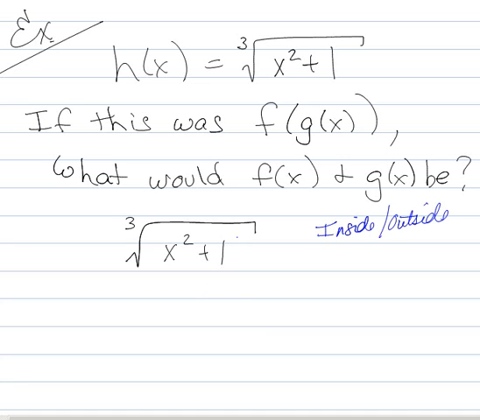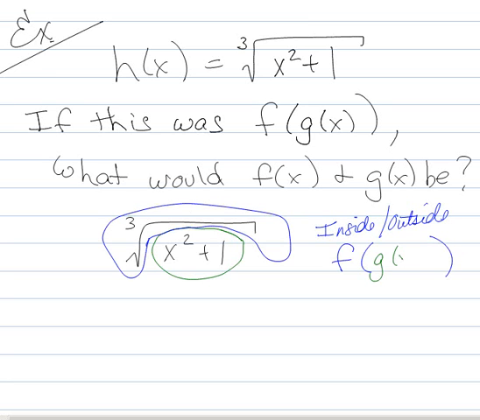So I would say, okay, well, I've got something going on inside, and then I have something going on outside. I think I've actually reversed my colors from when I've been doing standard in here. So I have an inside, and I have an outside. And since I know I work my problems from the inside out, that must mean that my inside one must be g of x, and then my outside one must be f of x.